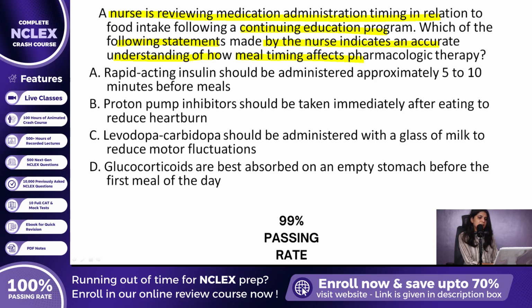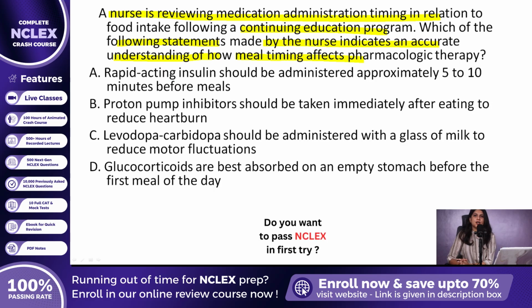Here are your choices. Option A, rapid-acting insulin should be administered approximately 5 to 10 minutes before meals. Option B, proton pump inhibitors should be taken immediately after eating to reduce heartburn. Option C, levodopa-carbidopa should be administered with a glass of milk to reduce motor fluctuations. Option D, glucocorticoids are best absorbed on an empty stomach before the first meal of the day. Think about how timing affects the drug's effectiveness and safety.